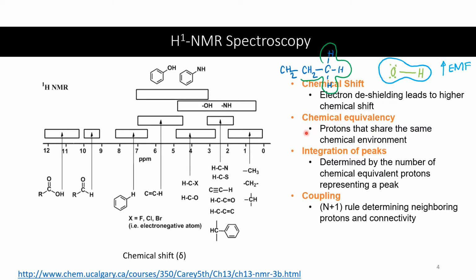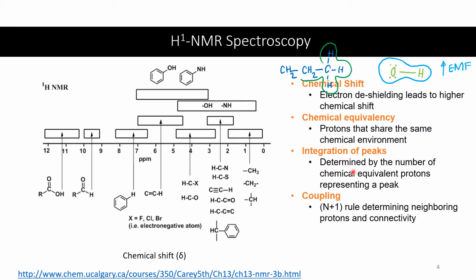Then chemical equivalency means the protons that share the same chemical environment. You should be able to identify how many chemically equivalent protons are available in a given structure, because that will decide how many peaks you would get on your NMR spectrum. Protons in the same chemical environment would all appear as one peak.